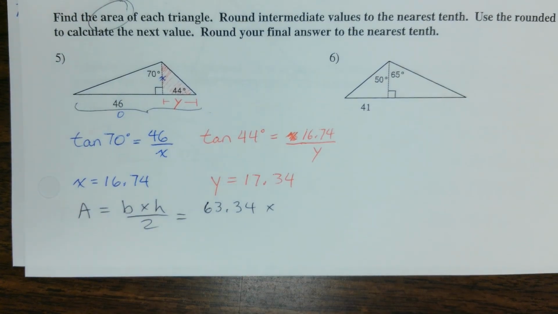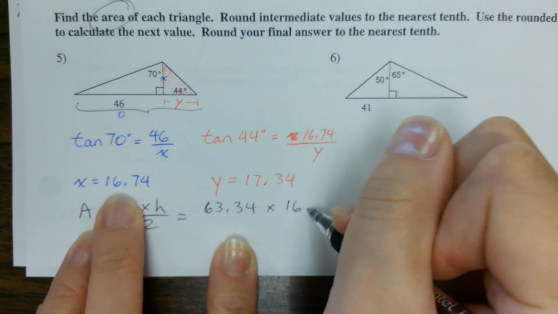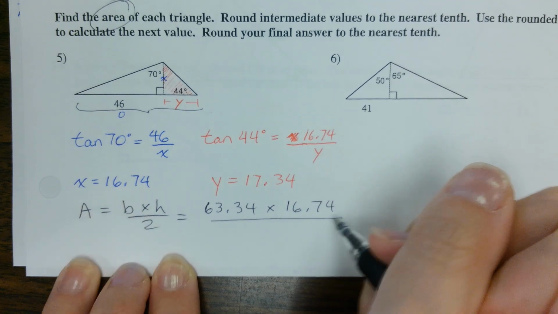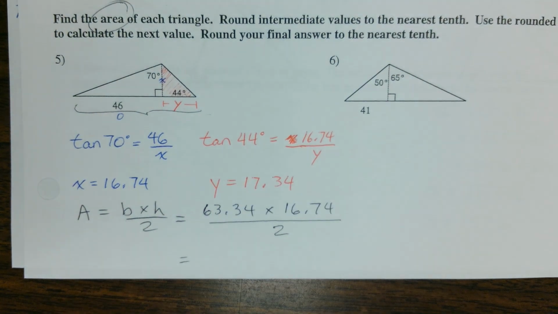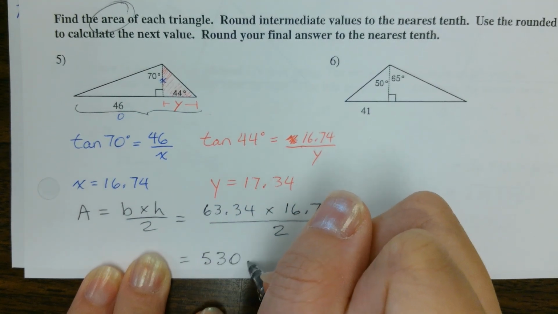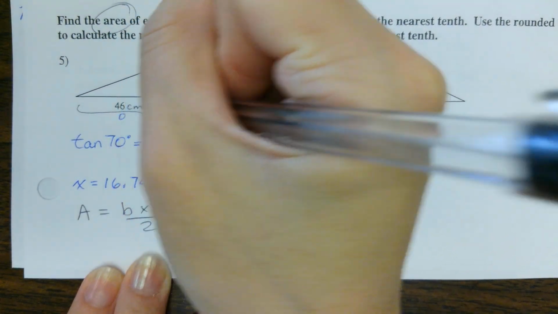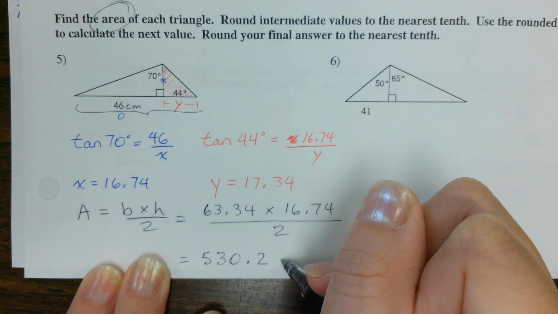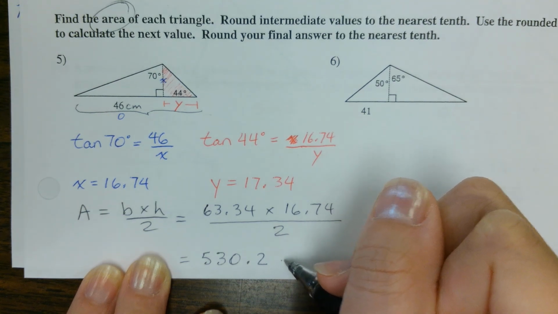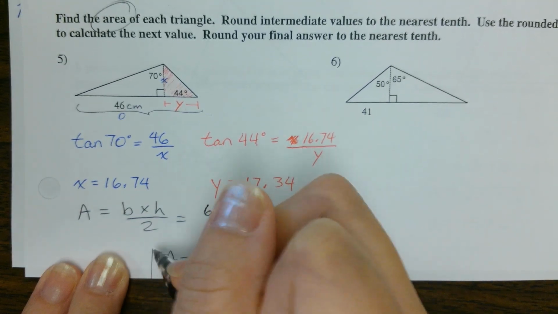63.34 times the height. What's the height of that triangle? 16.74. And then divided by 2. Okay, so 63.34 times 16.74 divided by 2, you get 530.2. Let's say the lengths are in centimeters. Then what would my unit be right here for area? Yep, centimeter square. Good.